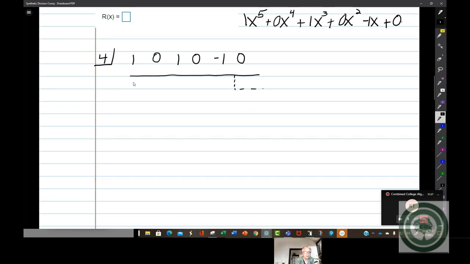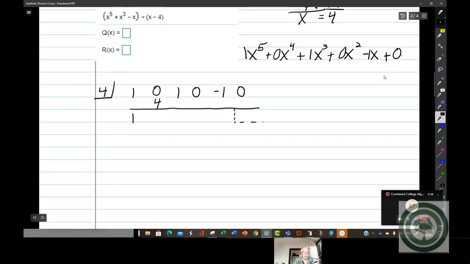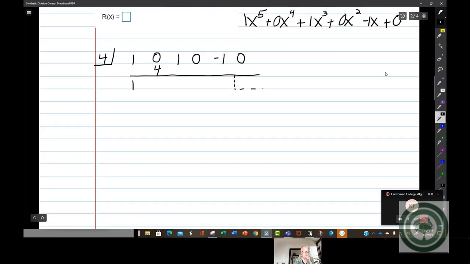So I bring down the 1. 1 times 4 is 4. Make sure that's really a 4. Yes, it is. Okay. I add vertically, 0 plus 4 is 4. Now 4 times 4 is 16. Add vertically. 1 plus 16 is 17. Oh, rats!